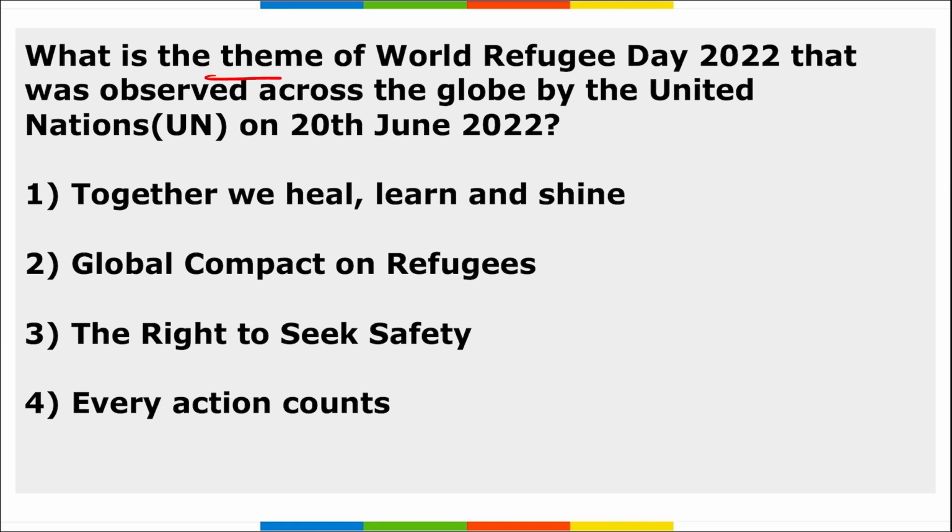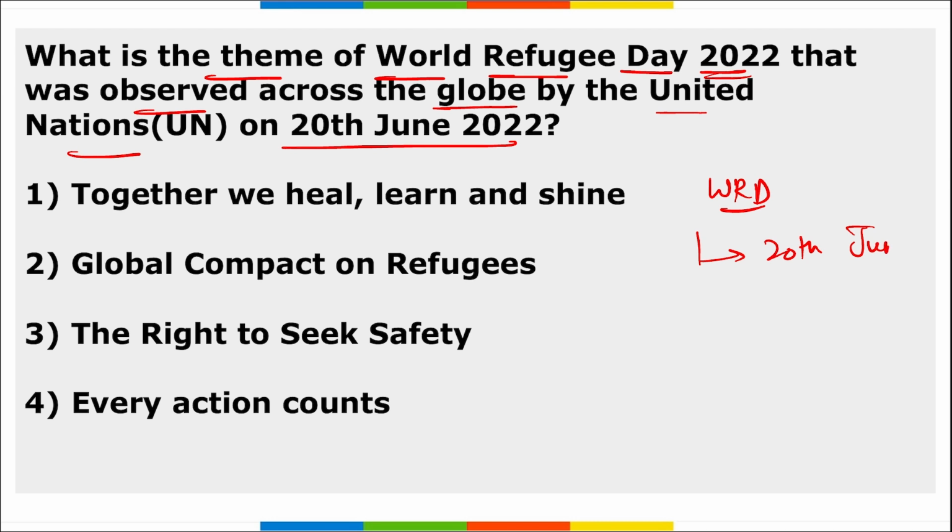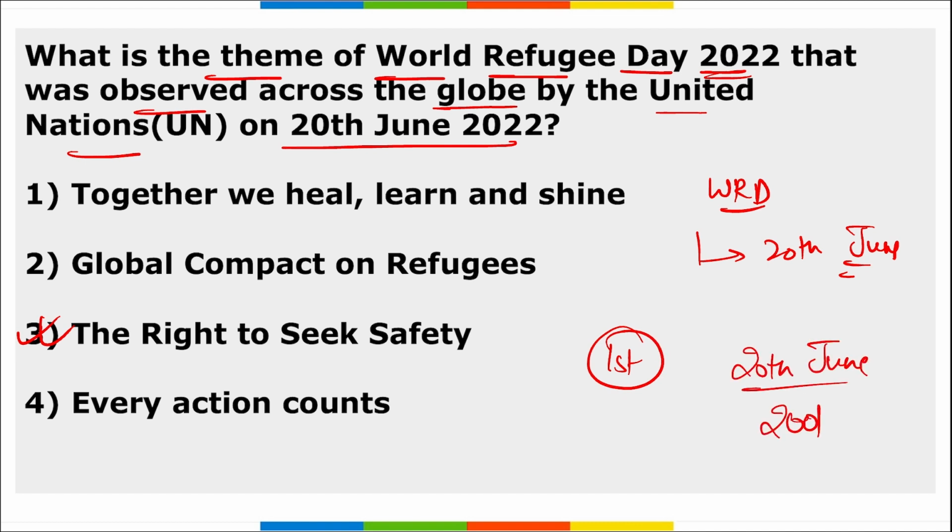Next, what is the theme of the World Refugee Day 2022 that was observed across the globe by the United Nations on 20th of June 2022? So remember, the theme of the World Refugee Day that we observed on 20th of June is the right to seek safety. The theme is right to seek safety for the World Refugee Day that is observed across the globe by UN on 20th of June. Then remember, the first ever World Refugee Day was observed on 20th of June in the year 2001.